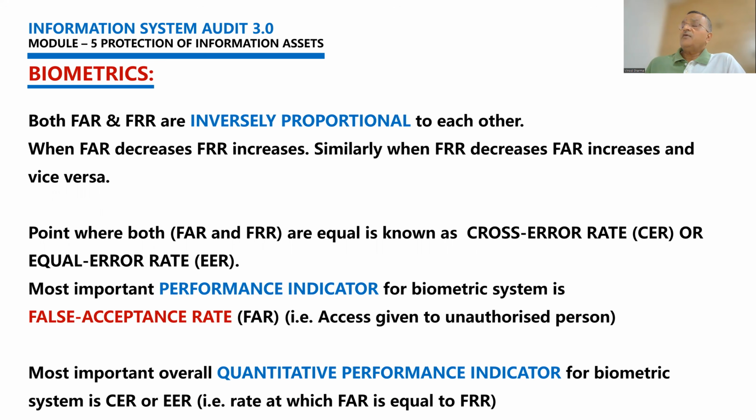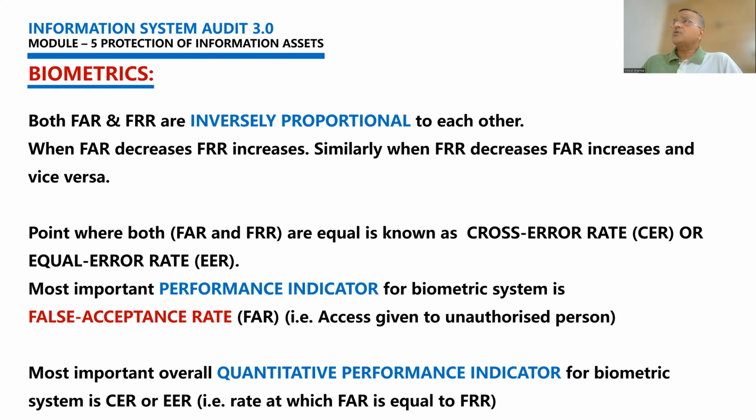Similarly, on the other hand, if you find that the false rejection rate is decreasing, which means the system is accurately considering the request of the people who are registered and allowing them access, and it is denying access to the people who are not authorized, then you will find that the false rejection rate decreases and the false acceptance rate increases.